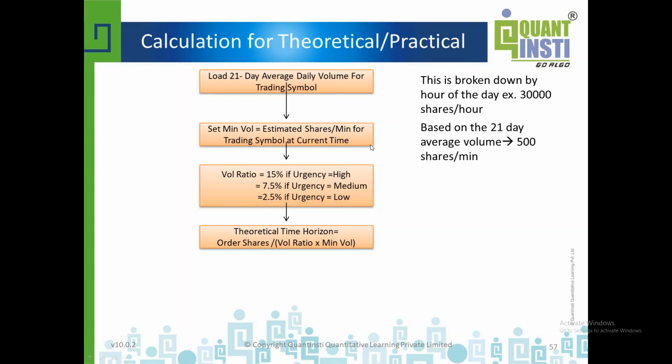Why can't I take 10,000 divided by 500? Because you cannot trade 500 if the total volume of that stock is 500 per minute. There's only a percentage that you will trade, right? You can't be the only one trading 100% of the volume. So this volume ratio is the percentage that you can trade out of a given volume. If 100 shares per minute are being traded, then you can trade 15%, and that would be really urgent, right? This is the volume that you are trading for that particular stock.